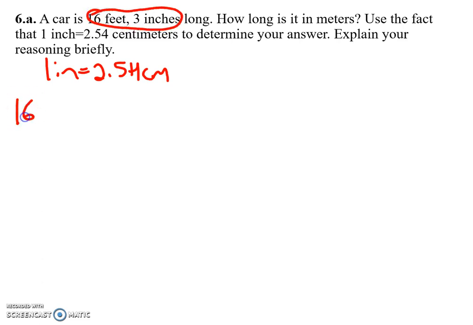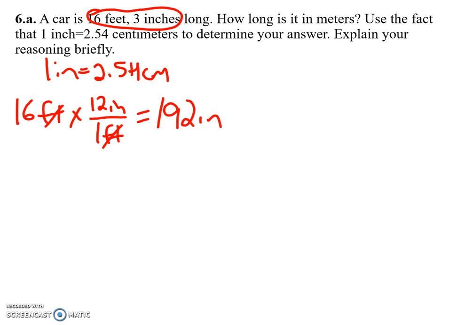So I know that I have 16 feet. And I know that there are 12 inches in 1 foot. So I know that this part, I would just end up multiplying 16 by 12, and I would get 192 inches plus the 3 inches beyond. So this means that it's 195 inches long.